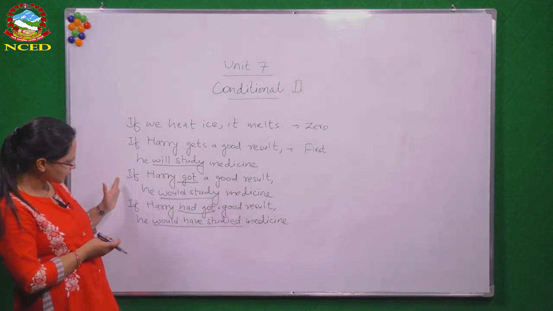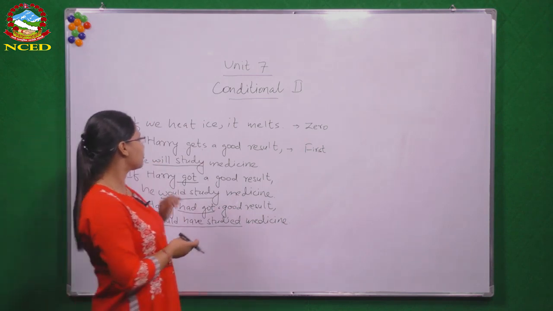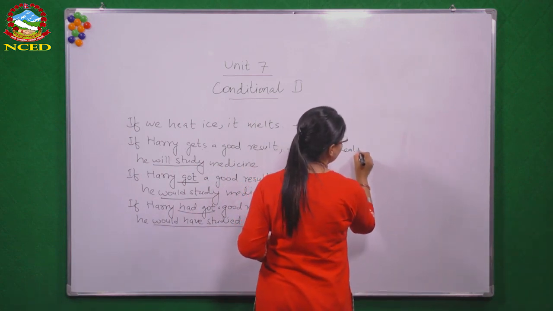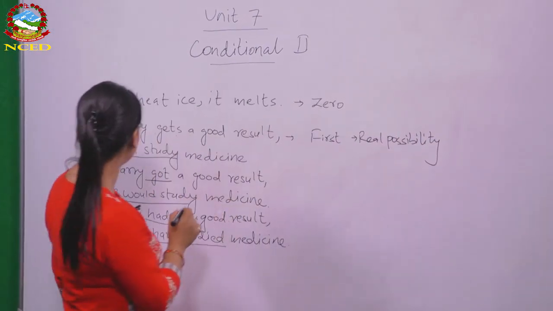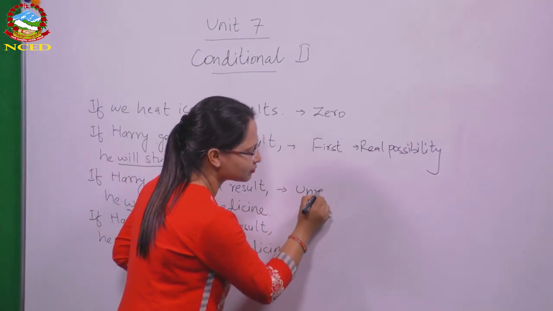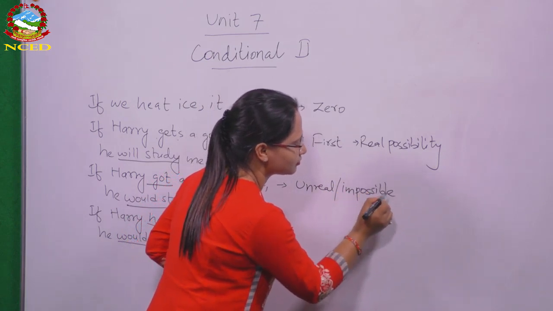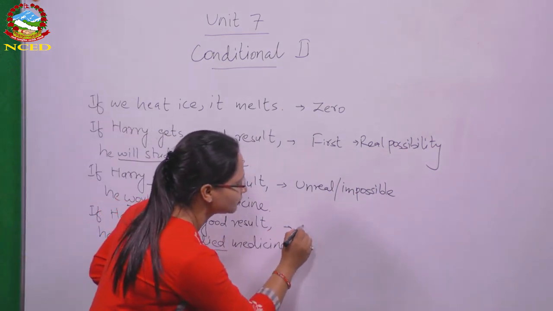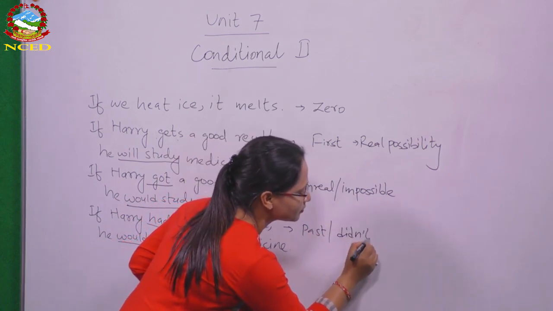Let's again look at the differences between these three types of conditionals. The first conditional, what does it show? It shows real possibility. And the second type, if Harry got a good result, it shows it's not real, it's unreal or impossible. And this one, it's past already, but something that did not happen.